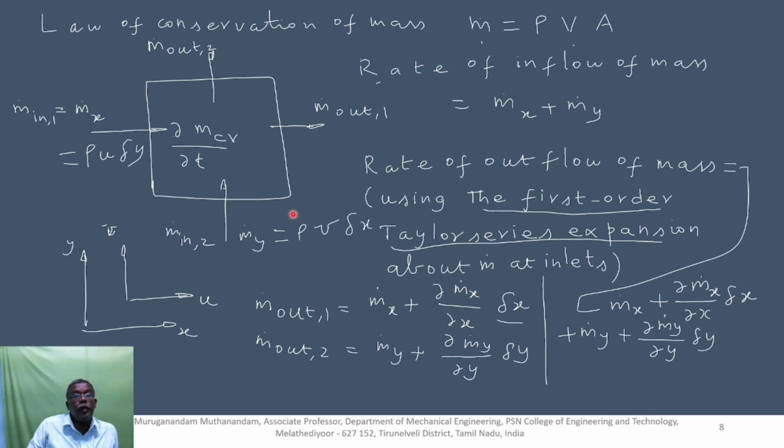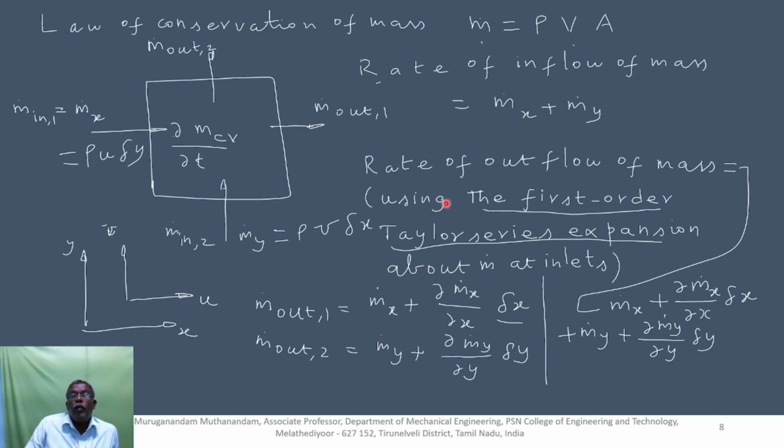Similarly, for the direction along y, it is density multiplied by the component of velocity v, which is in the upward direction, multiplied by the area. What is the area? Delta x multiplied by 1. Hence it is simply written as delta x.